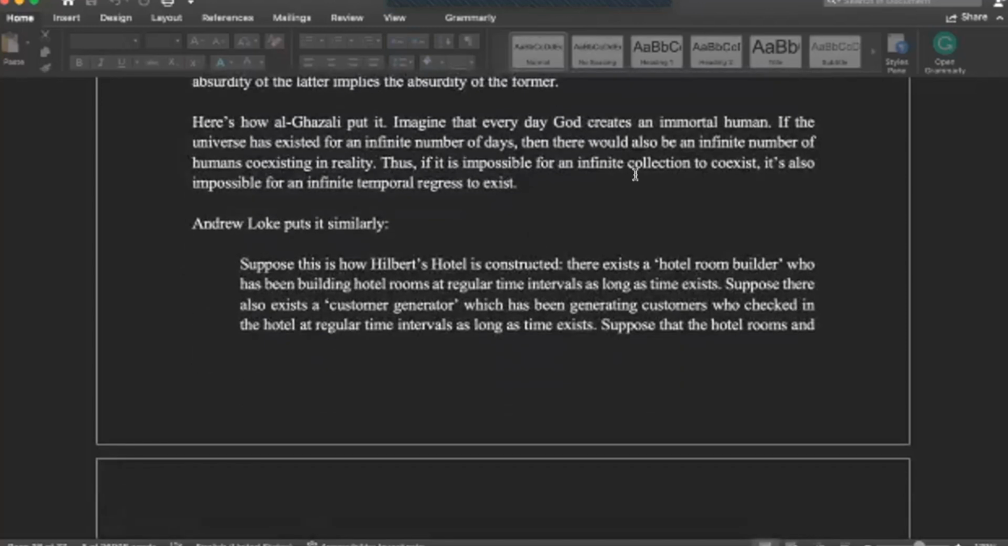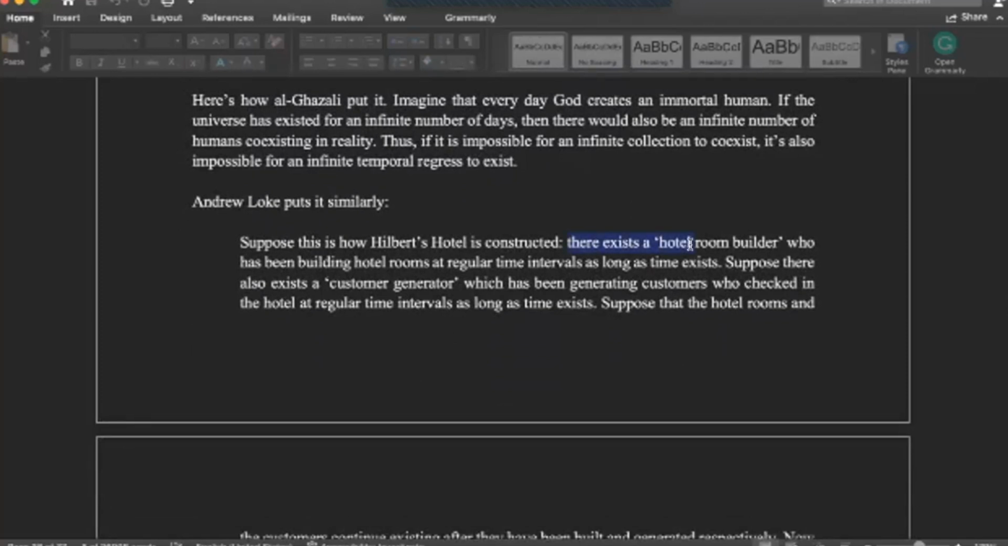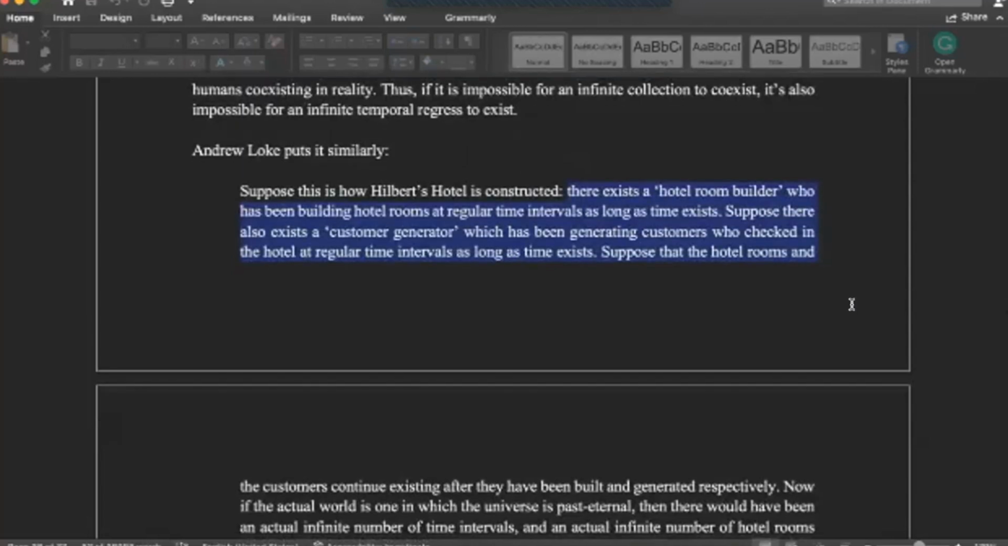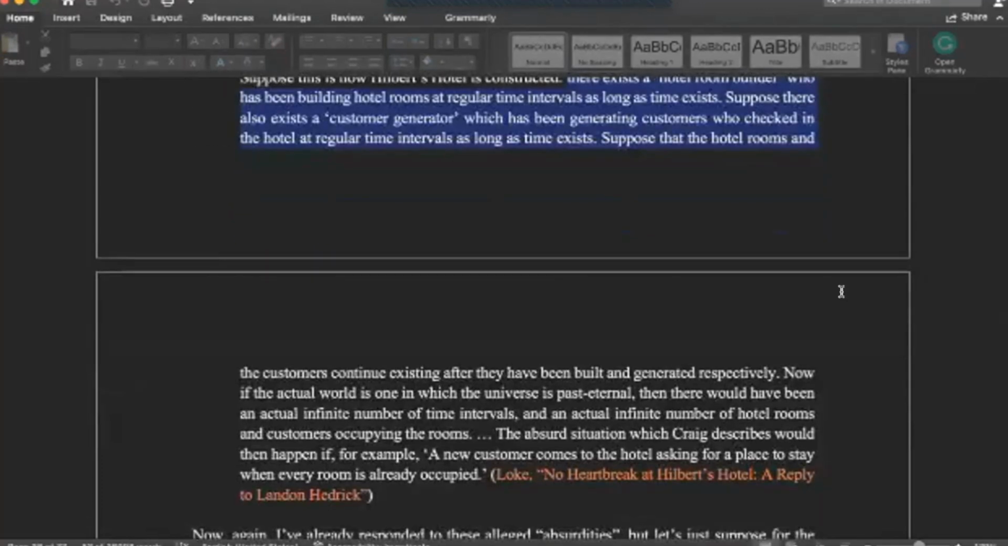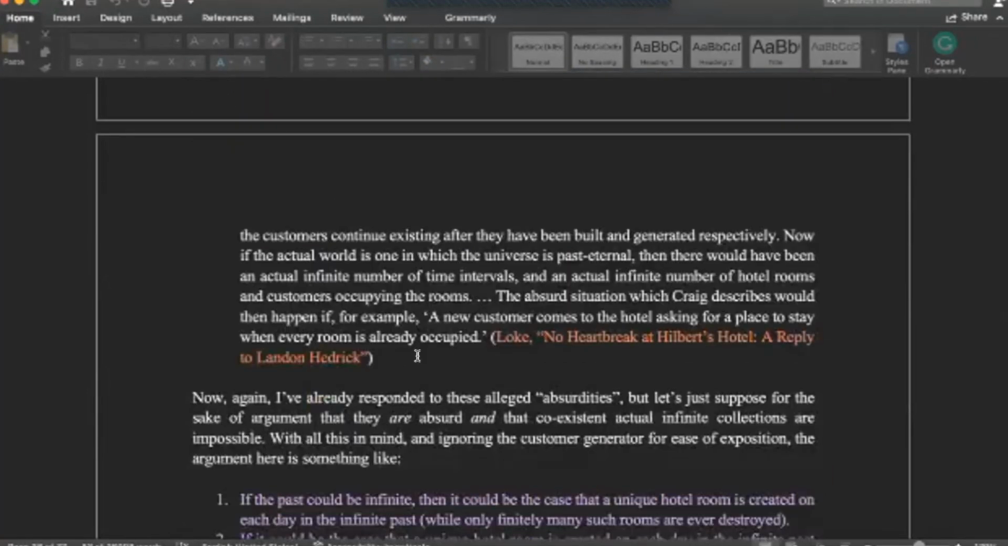Suppose this is how Hilbert's hotel is constructed. There exists a hotel room builder who has been building hotel rooms at regular time intervals as long as time exists. Suppose there also exists a customer generator, which has been generating customers who checked in the hotel at regular time intervals as long as time exists. Suppose that the hotel rooms and the customers continue existing after they've been built and generated respectively. Now, if the actual world is one in which the universe is past eternal, then there would have been an actual infinite number of time intervals, and an actual infinite number of hotel rooms and customers occupying the rooms. The absurd situation which Craig describes would then happen if, for example, a new customer comes to the hotel asking for a place to stay when every room is already occupied.